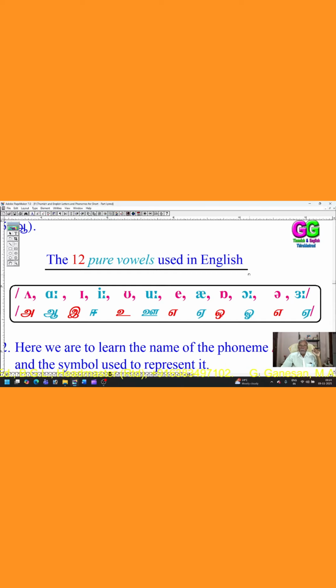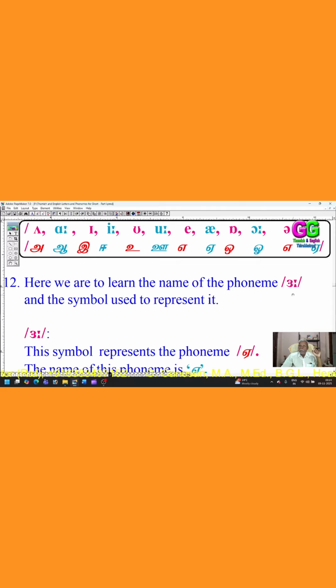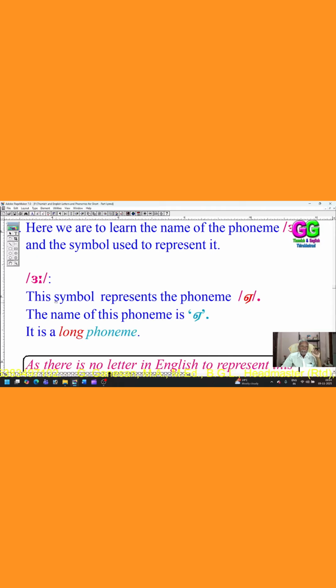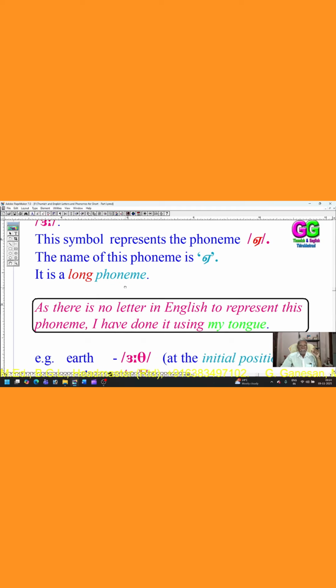12 pure vowels used in English. Here we are to learn the name of the phoneme and the symbol used to represent it. This symbol represents the phoneme. The name of this phoneme is the same. It is a long phoneme as there is no letter in English.